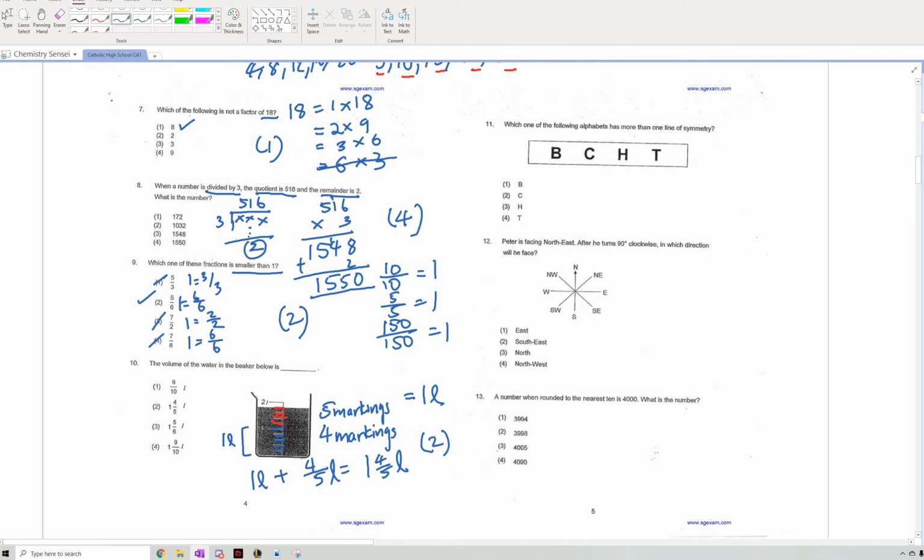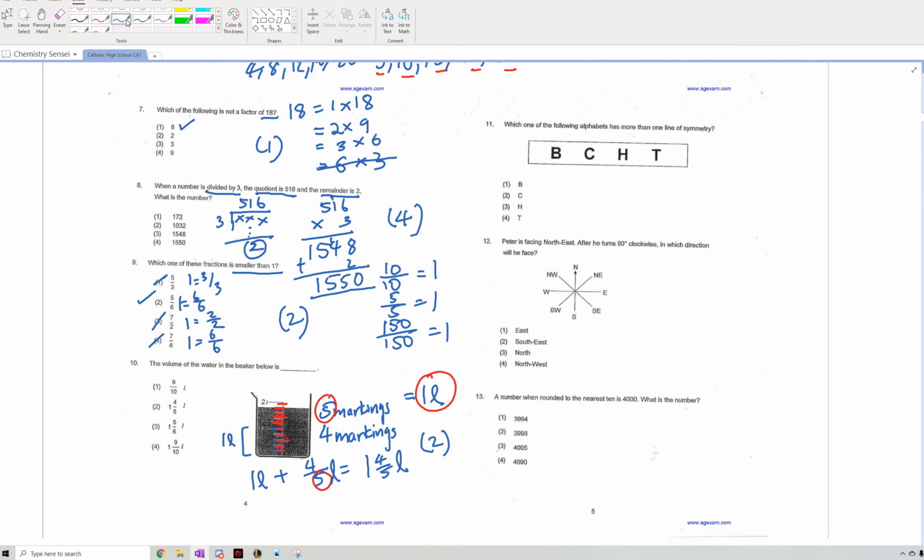Now, some of you might be wondering, why is the total 5 markings instead of 1, 2, 3, 4, 5, 6, 7, 8, 9, 10? The reason is we take 1 liter as the total. As 1 liter has 5 markings, that's why we have the total to be 5 for a liter.